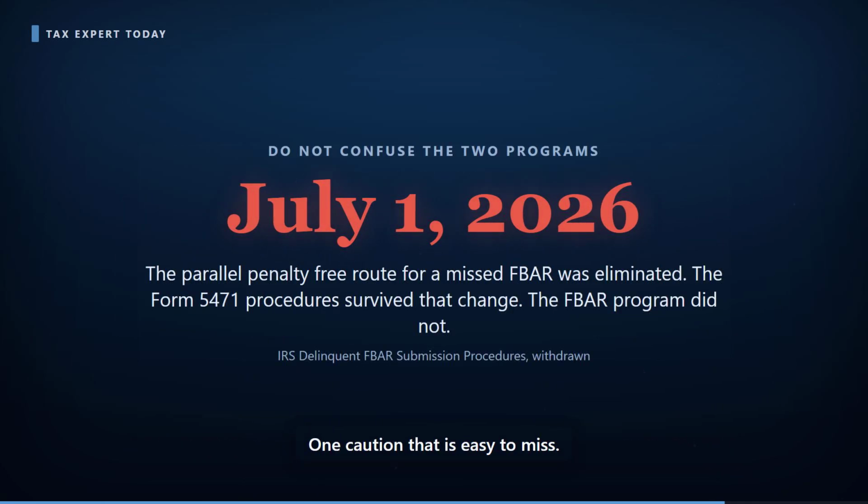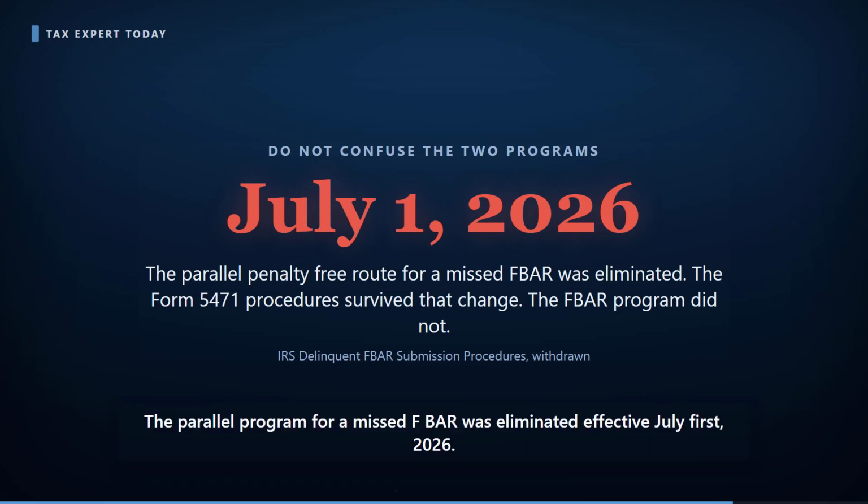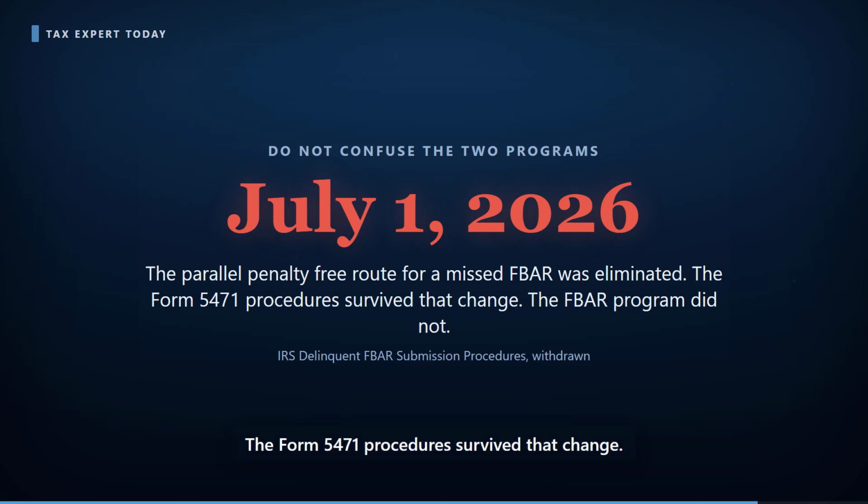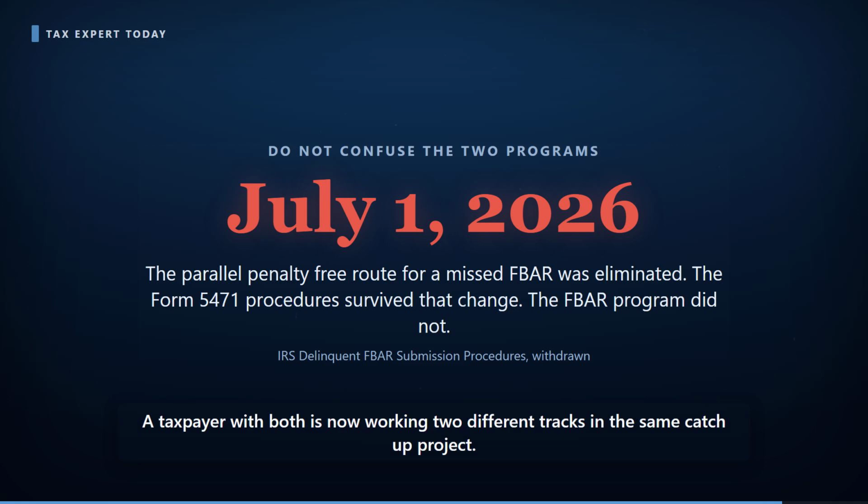One caution that is easy to miss. The parallel program for a missed FBAR was eliminated effective July 1, 2026. The Form 5471 procedures survived that change. The FBAR program did not. A taxpayer with both is now working 2 different tracks in the same catch-up project.